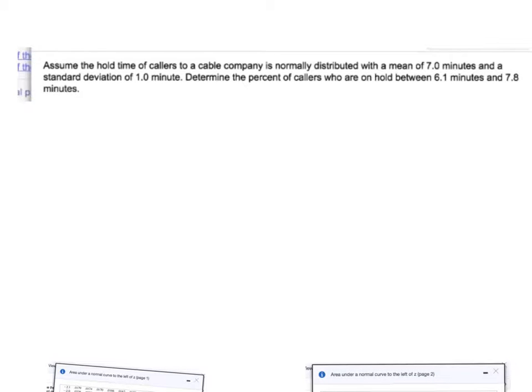Let's start off here by analyzing the problem. It tells us that we've got various hold times for callers, and that it's normally distributed, which means if you were to line up all of those hold times, they would follow a normal curve. It has a mean of 7 minutes, which means right there in the middle of the normal curve would be that 7, that average wait time, and a standard deviation of 1 minute.